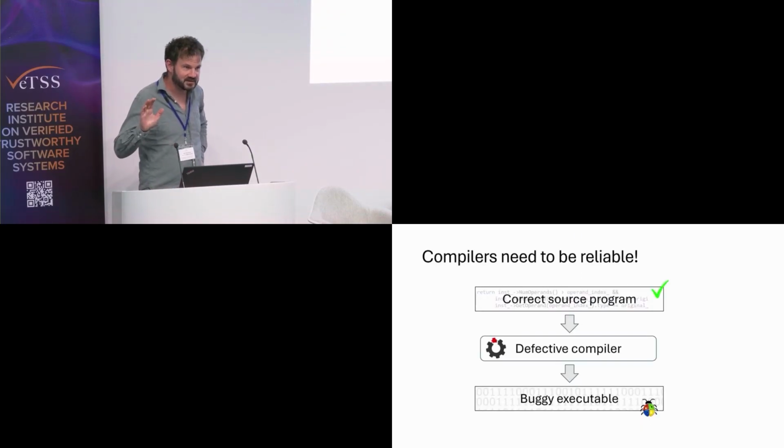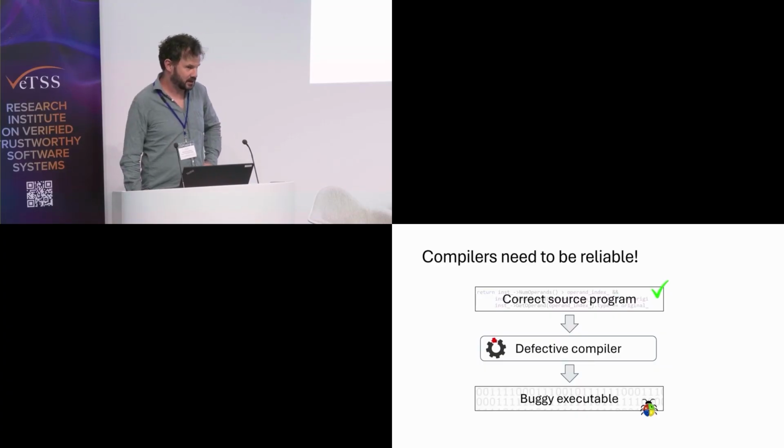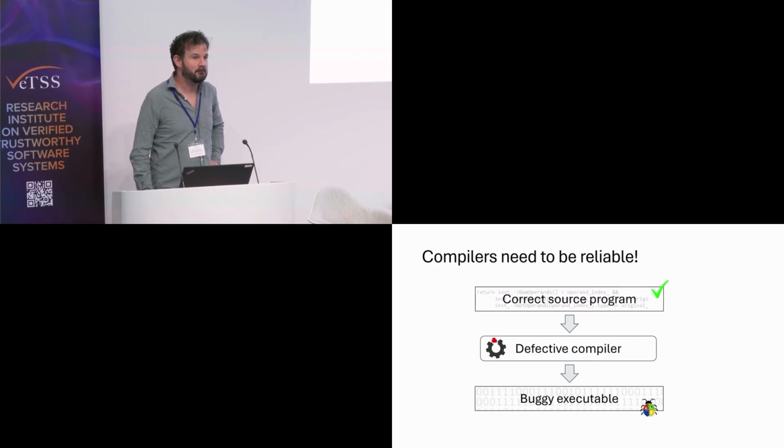I don't think I need to convince any of you in this room that it's important that compilers are reliable. If we have unreliable compilers that may not preserve the semantics of source programs, then we can be in the unfortunate situation where we have a correct source program that, due to a buggy compiler, is translated into an incorrect binary, a binary that doesn't respect the semantics of the source program.